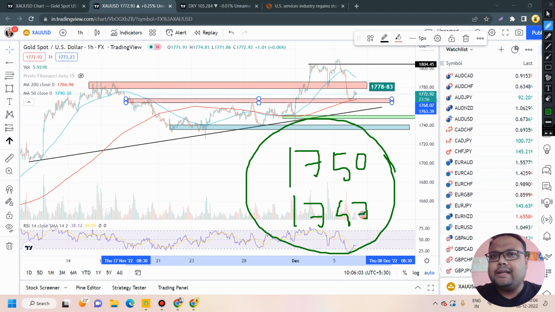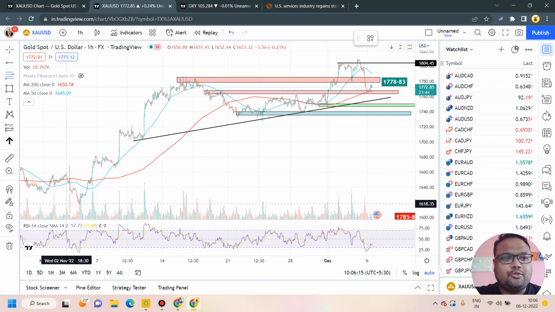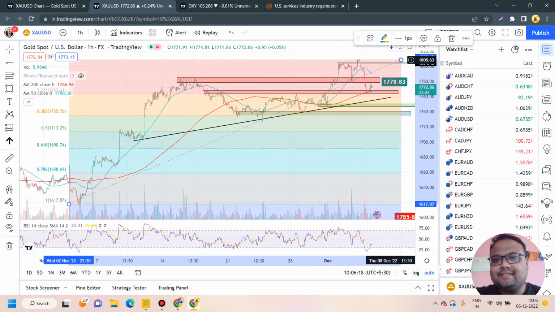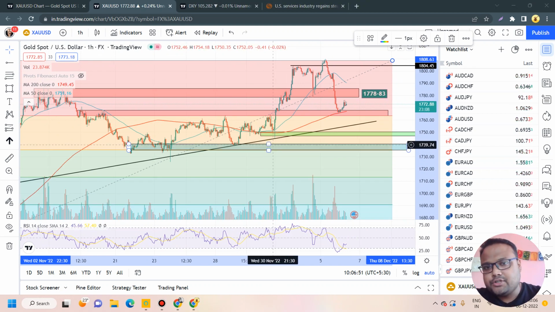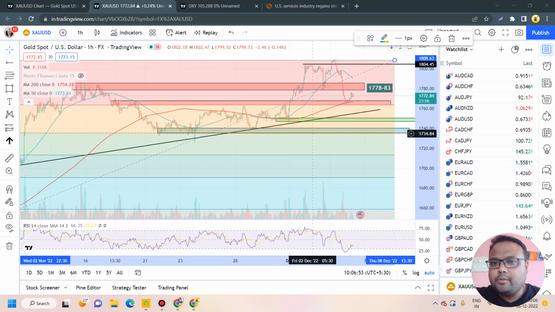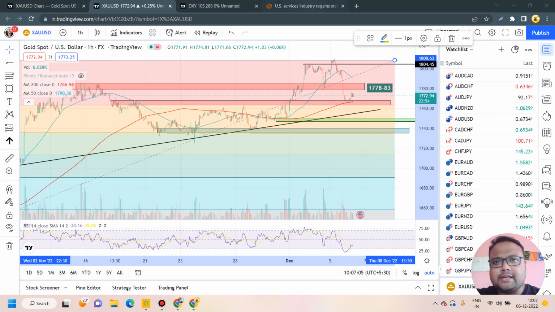As we all know that the round figures work as psychological support and resistances. So 1750 is a psychological support, and 1747 we are considering because of previous price rejection around this area. Then we have Fibonacci 38.2% retracement level, and the level is 1740 to 1735. So to be honest, this chart is kind of messed up.